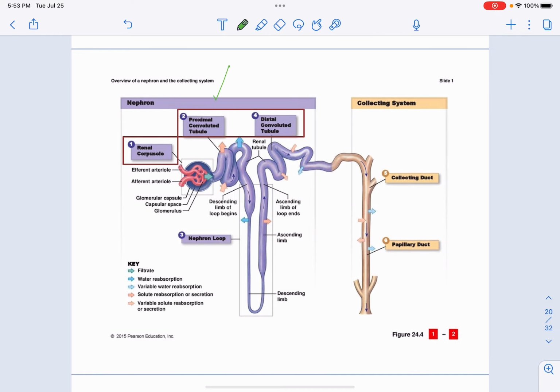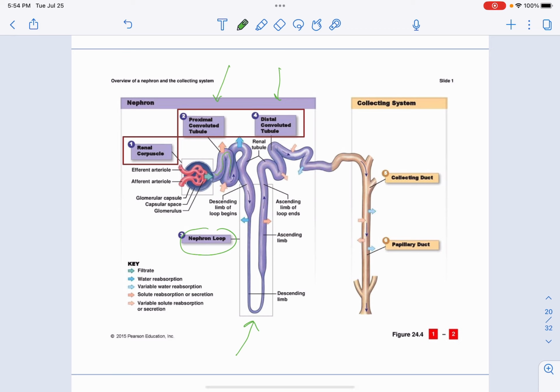So here we're at 2, and here's 4, and then here's this loop of Henle. That's what this structure is right here. So again, the fluid will flow through the proximal convoluted tubule first.